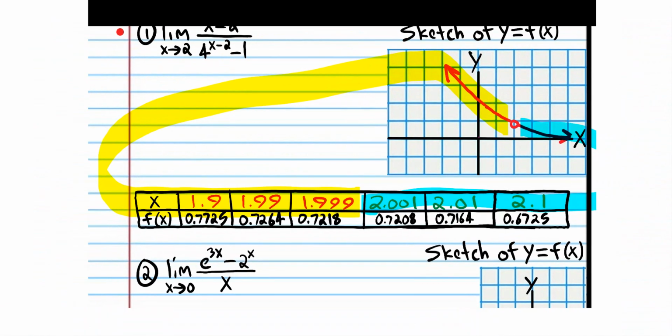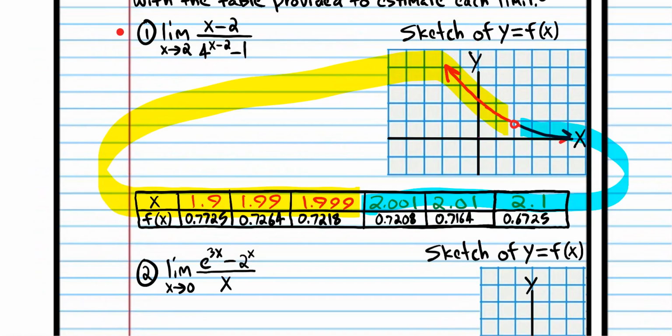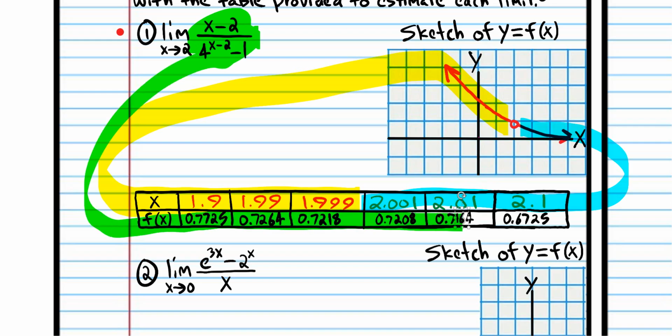So it looks like the limit of the expression, so you see this green expression up here, that's f of x. The green numbers are approaching somewhere around 0.72 something as x approaches 2 from the left and the right.